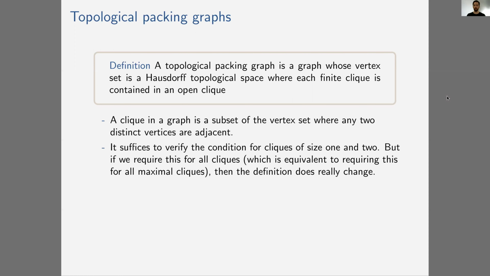We wrote that every finite clique is contained in an open clique, but actually you can check that it suffices to check this condition for cliques of size 1 and 2. If we would require this for all cliques, that's equivalent to requiring this for all maximal cliques, and that would really change the definition. But I don't think this is important for the graphs we actually care about, though I think it's a funny fact.